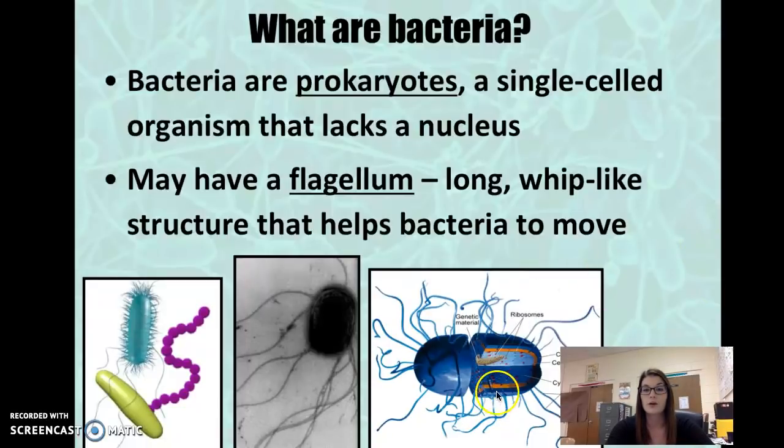They do have ribosomes, which are the little dots inside the cell. Those are there to make proteins, just like in eukaryotic cells. And they also have cytoplasm, which is that gel-like fluid in the center that kind of holds things together and fills up the cell.